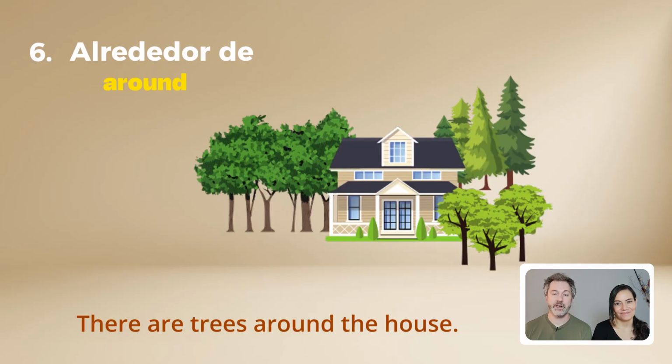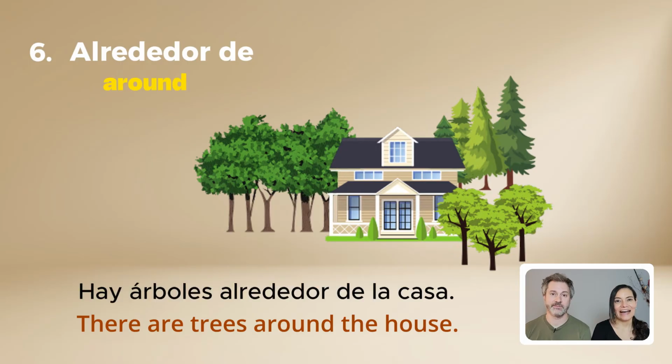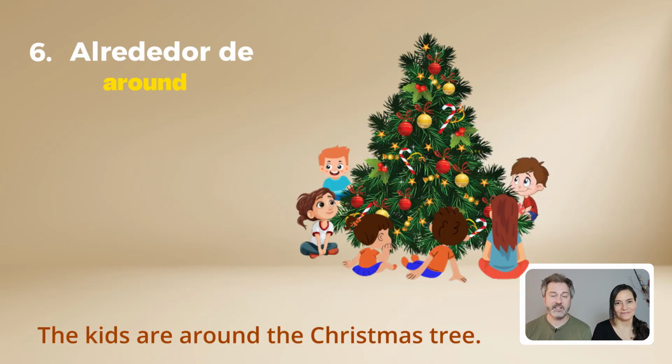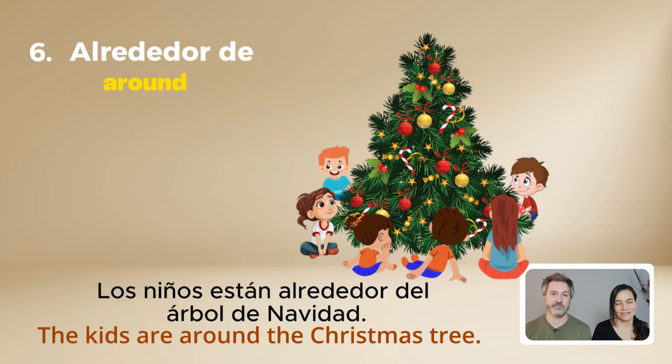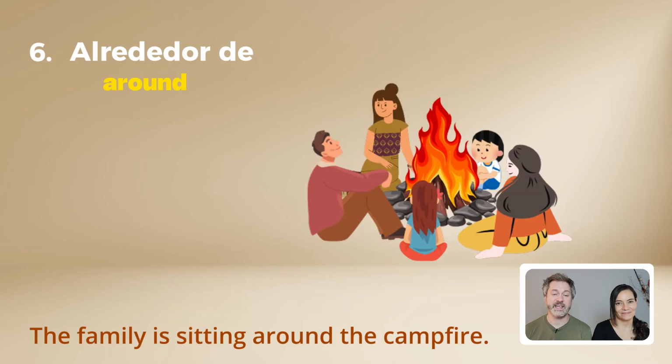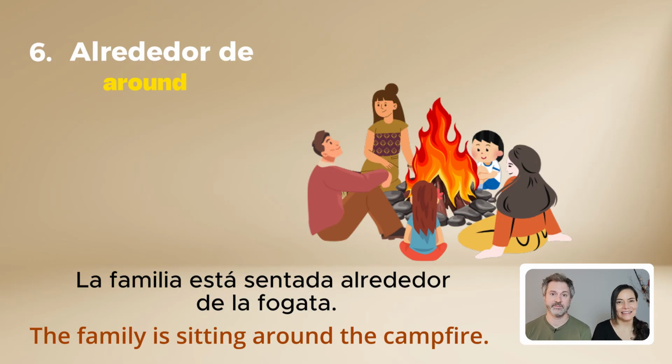Number 6. If we want to express that something is around another object, we can use alrededor de. For example, there are trees around the house. Hay árboles alrededor de la casa. The kids are around the Christmas tree. Los niños están alrededor del árbol de Navidad. The family is sitting around the campfire. La familia está sentada alrededor de la fogata.